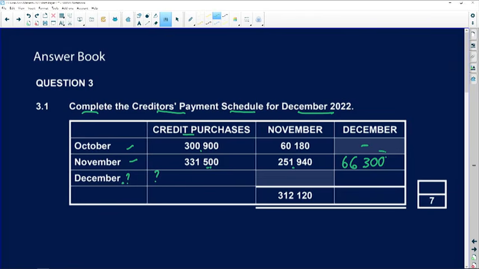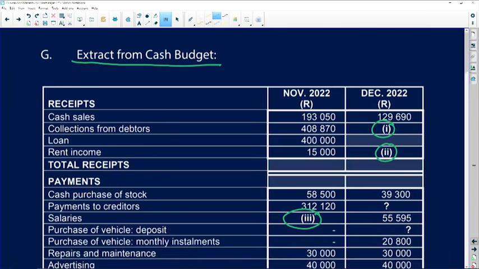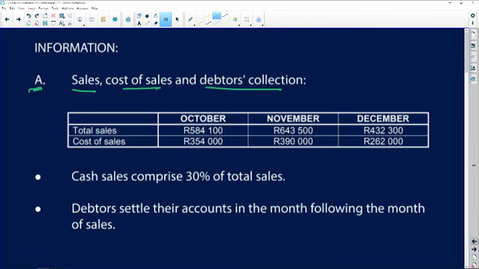Okay, looking at the month of December, the credit purchase is missing, so I've got to first work out what the credit purchase is. So let's go to our information. And remember, for this, I am looking at my cost of sales. So my cost of sales for December, there we go, cost of sales, 262,000.